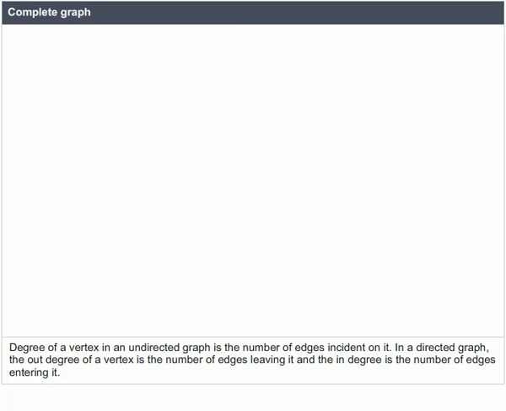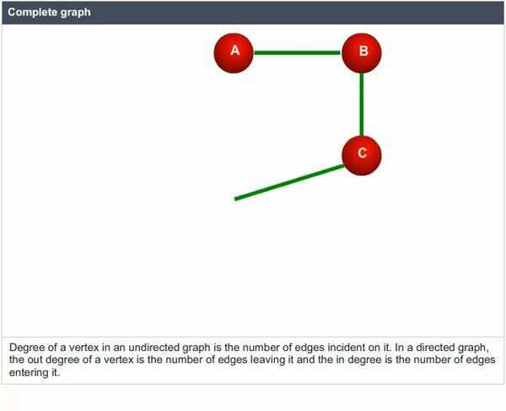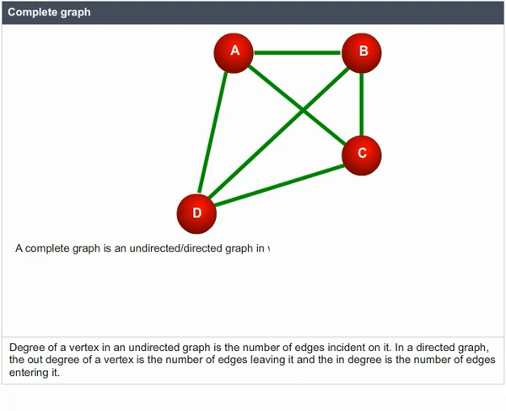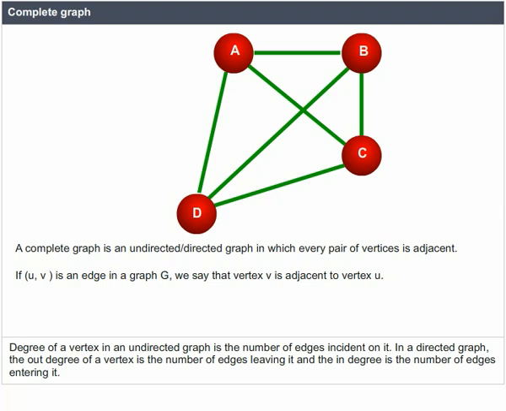Complete graph. The degree of a vertex in an undirected graph is the number of edges incident on it. In a directed graph, the out degree of a vertex is the number of edges leaving it, and the in degree is the number of edges entering it. A complete graph is an undirected or directed graph in which every pair of vertices is adjacent. If (u, v) is an edge in a graph G, we say that vertex v is adjacent to vertex u. V nodes and v times (v minus 1) divided by 2 edges. 4 nodes and 4 times 3 divided by 2 edges.